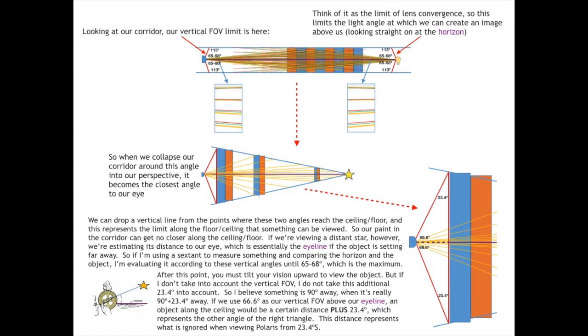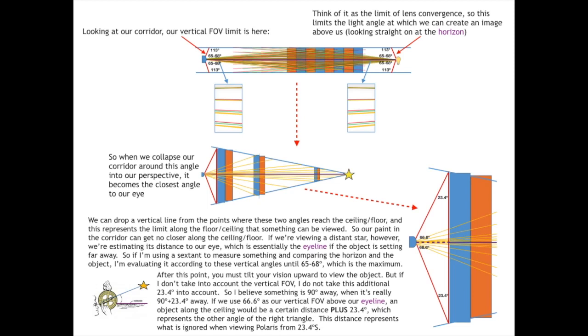So we'll explain that a little bit here. Looking at our corridor, our vertical field of view limit is here. Over on the left, you can see how the angles diverge and converge from the light source, and they are converging back on our lens. So think of this limit as a limit of lens convergence.